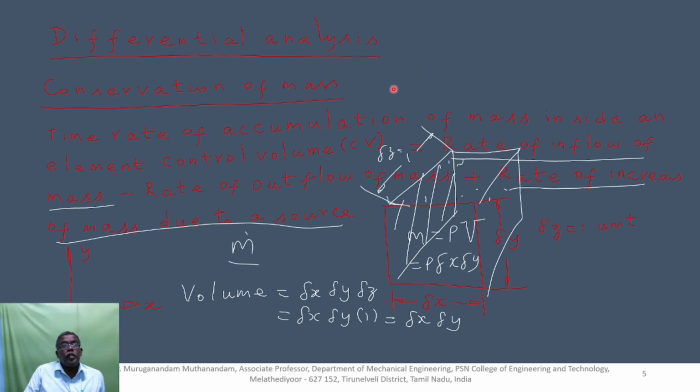The conservation of mass principle, when applied to a control volume, which is a typical volume selected from the fluid flow domain, is as follows. The time rate of accumulation of mass inside an elemental control volume is equal to the rate of inflow of mass minus the rate of outflow of mass plus the rate of increase of mass due to a source inside the control volume. So that is the conservation of mass principle, which is applied to a control volume inside a fluid flow.